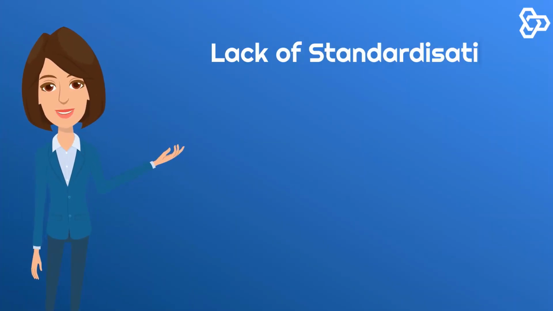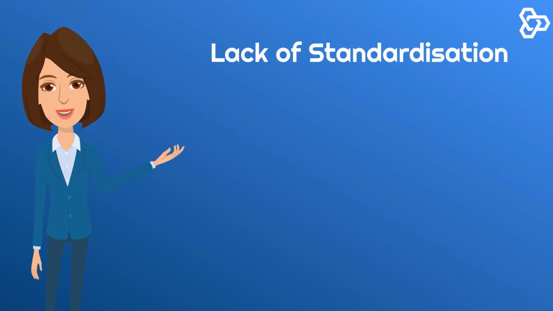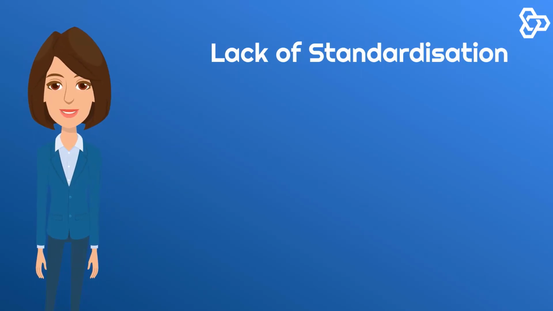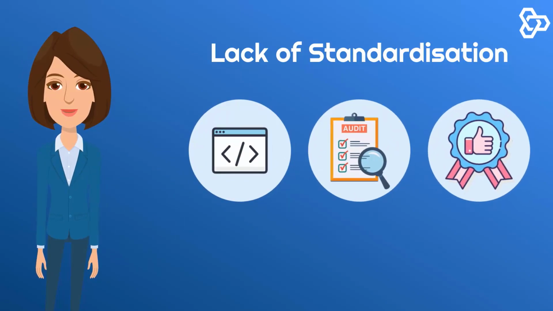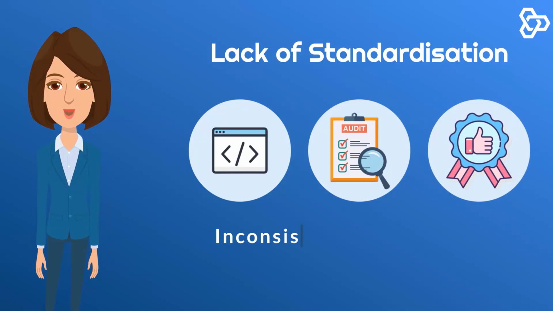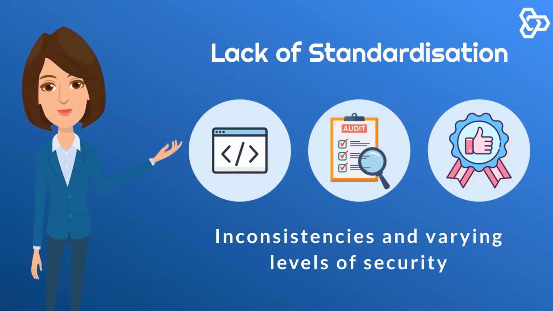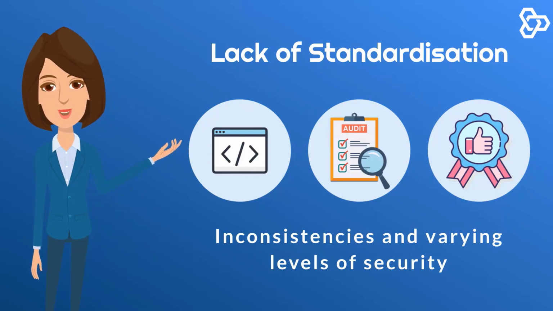Lack of standardization. Smart contracts are still a relatively new technology, and there is a lack of standardization in terms of coding, security audits, and best practices. This can result in inconsistencies and varying levels of security across different smart contracts, which businesses should be aware of.